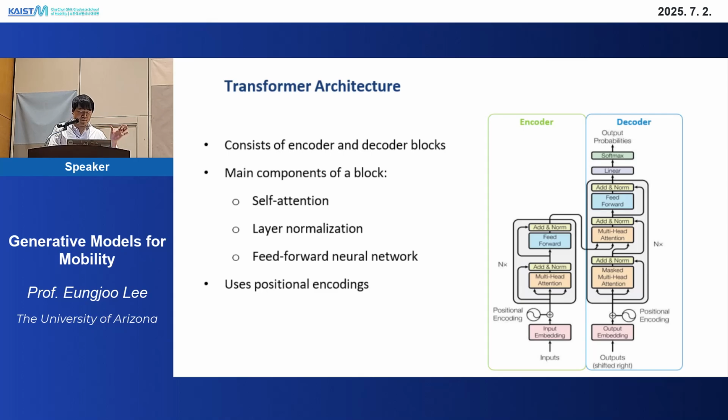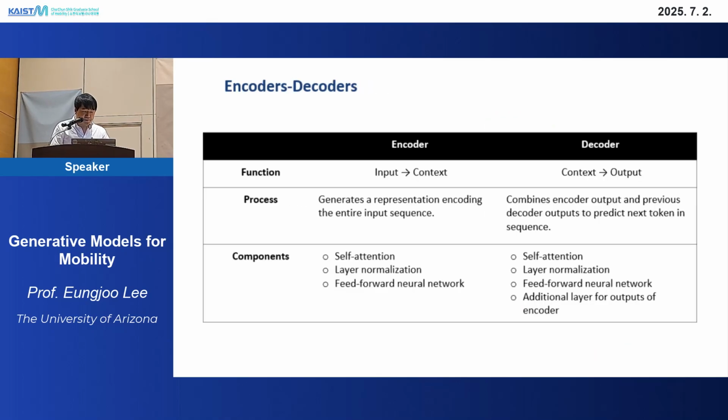And they have two parts: an encoder and a decoder. The main components of a block are self-attention, layer normalization, and a feed-forward neural network. And they have a positional encoding, which is quite important in vision tasks. These are a summary of the encoder and decoder of the transformer architecture.